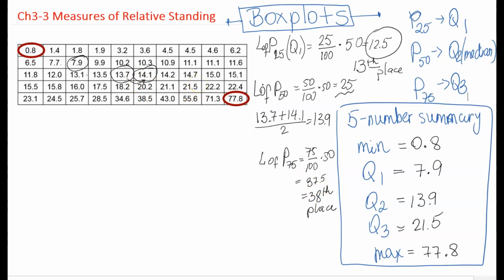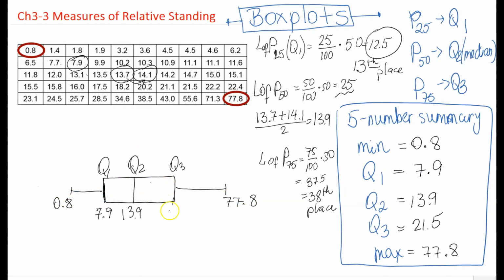Now let's build a box plot using the 5-number summary. The box plot is also called a box and whiskers diagram because it consists of the box and the whiskers. The minimum value is on the left. The maximum value is on the very right. This is quarter 1. Quarter 2 is the middle, and quarter 3 is 21.5.